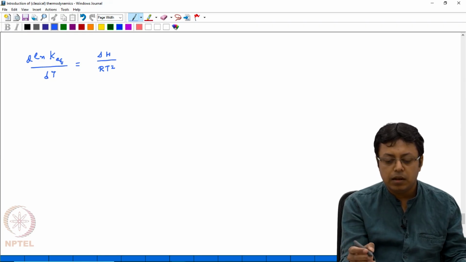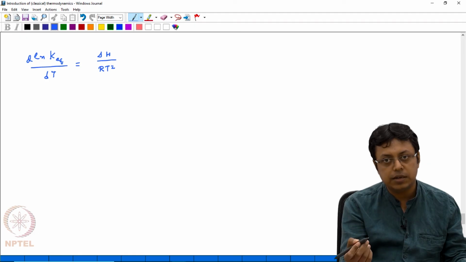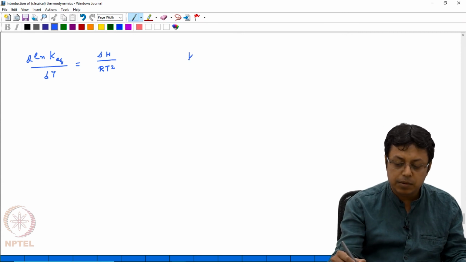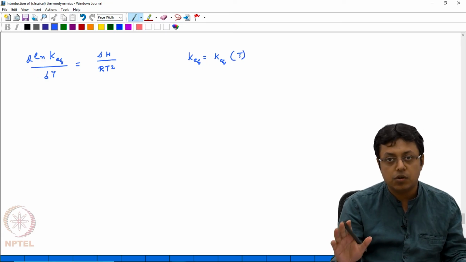And then you can easily show for any reaction it is basically connected to the change in enthalpy divided by RT squared. Now if the reaction is exothermic, then delta H will be negative. So with respect to increase in temperature, the equilibrium constant will be less. And for an endothermic reaction, if I keep on increasing the temperature, the value of the equilibrium constant will be increasing. So the equilibrium constant is a function of temperature only. So if we do not change the temperature, the constant will not change.